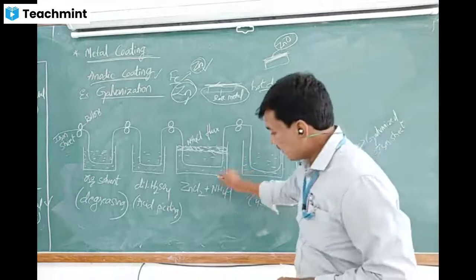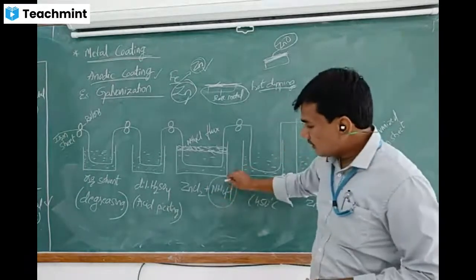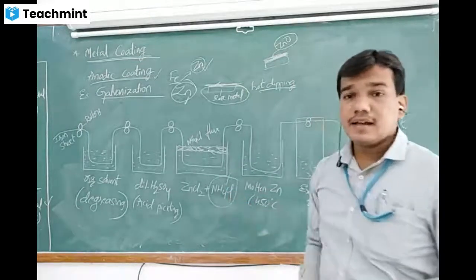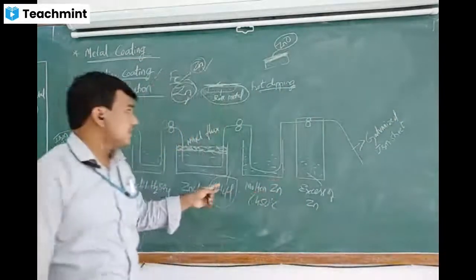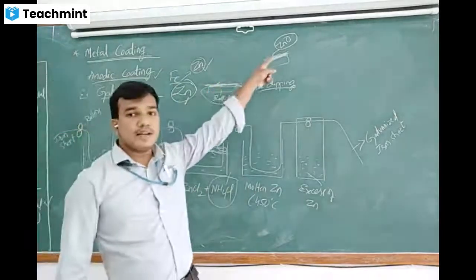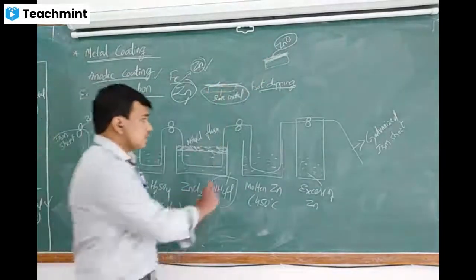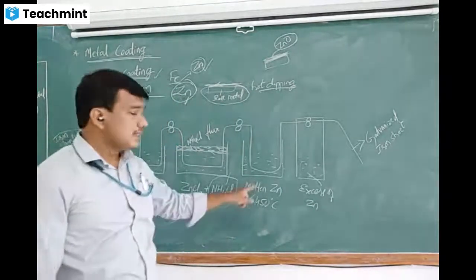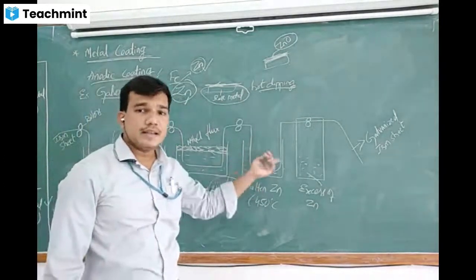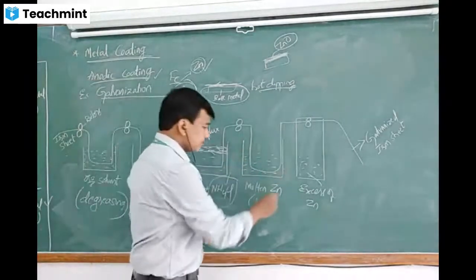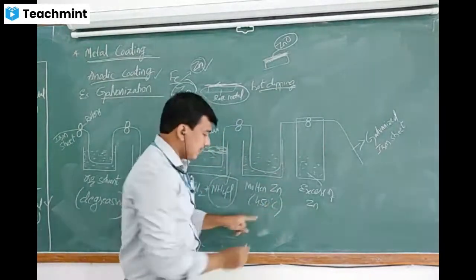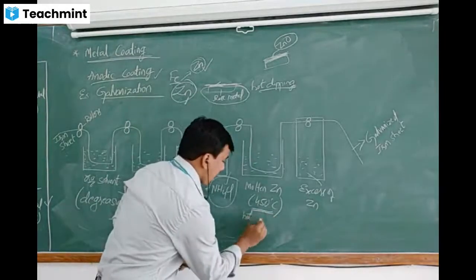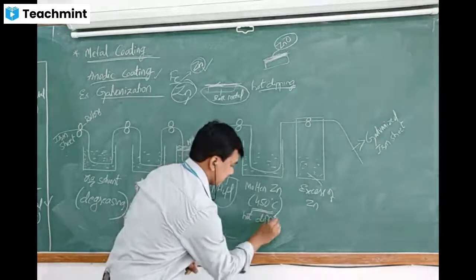So in the examination they may ask, what is the role of ammonium chloride? It controls the further oxidation of the zinc coated zinc metal. So after this, what is our aim? We want to coat zinc metal on the iron metal surface. So here at the temperature of 450 degrees Celsius, that's why it is called the hot dipping process.